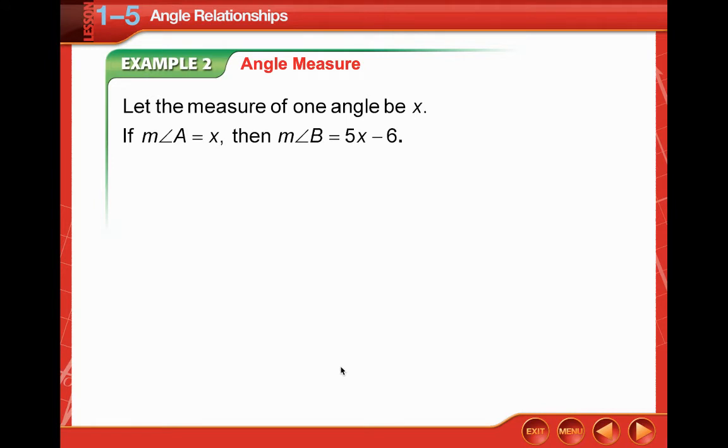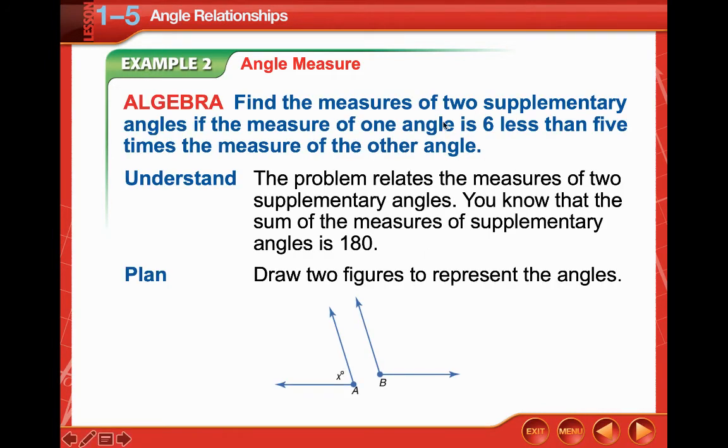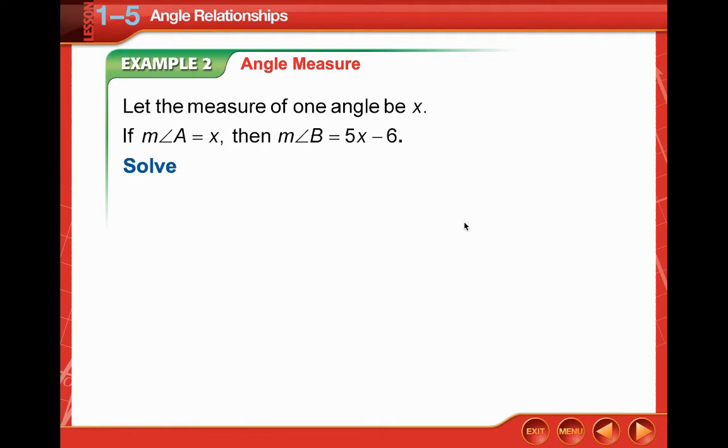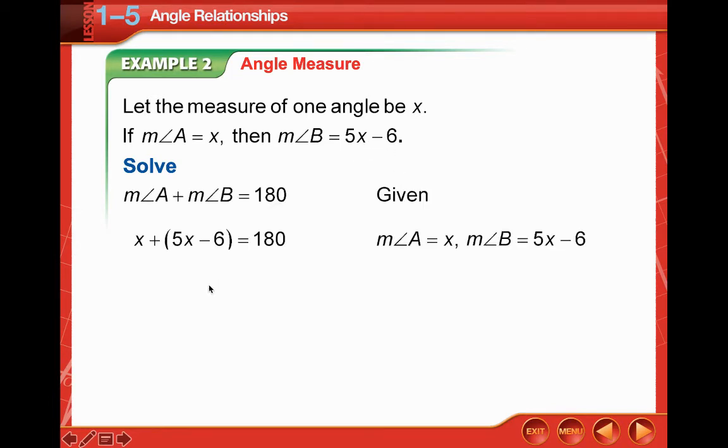And angle B must be 6 less than 5 times it. So it'd be 5 times x, and 6 less of that, so it'd be 5x minus 6, as I wrote down. So you would solve it. A plus B equals 180, or x plus 5x minus 6 equals 180.